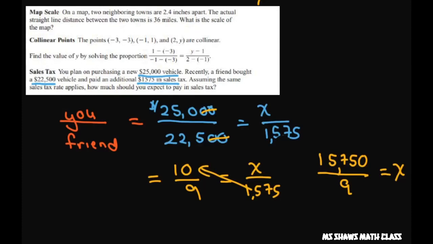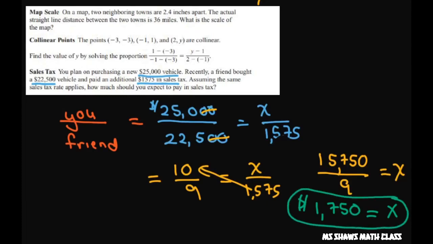And so we're going to divide 15,750 divided by 9. And so your tax will be x equals 1750. And that's how much you should expect to pay for your tax.